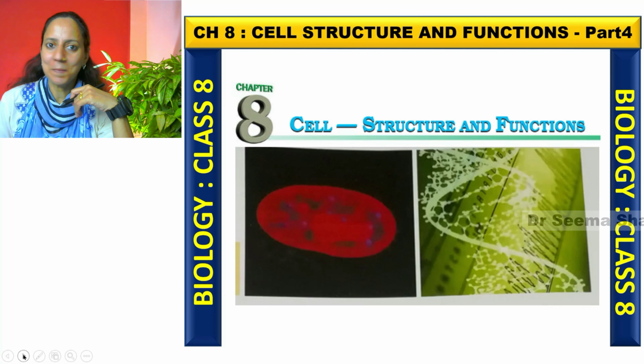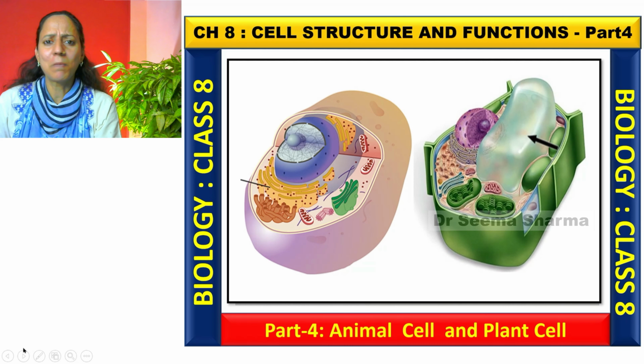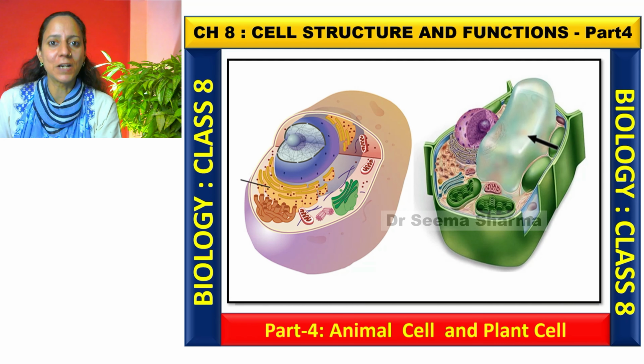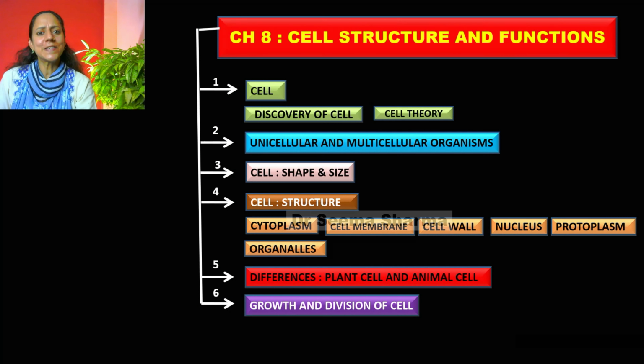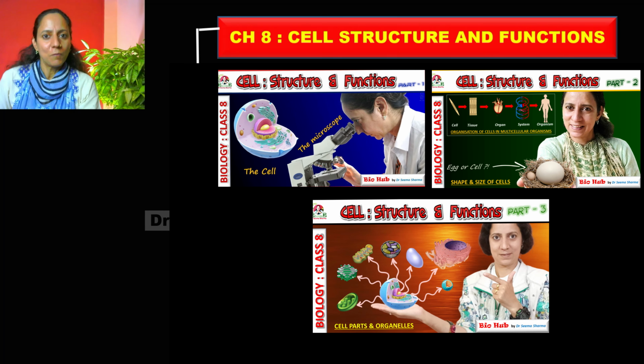We are covering this chapter part-wise, and in this video, I have covered its fourth part, which is about the basic structural and functional differences between an animal cell and the plant cell. This is the journal layout of our chapter. It is divisible basically into 6 parts. I have already uploaded videos about the first 4 parts of this chapter. For detail, you can watch those videos on my channel BioHub. In this video, we are going to explore the basic differences between plant and animal cell.